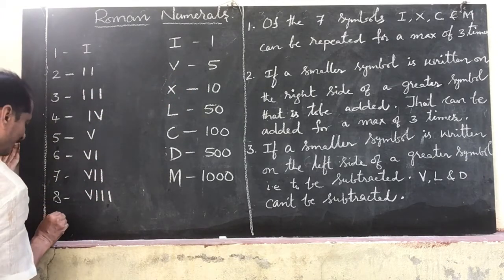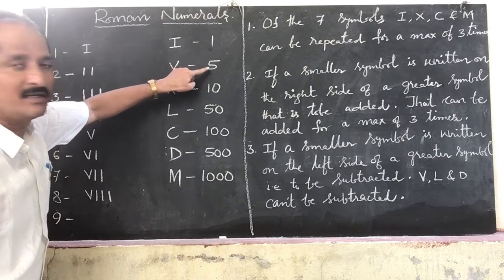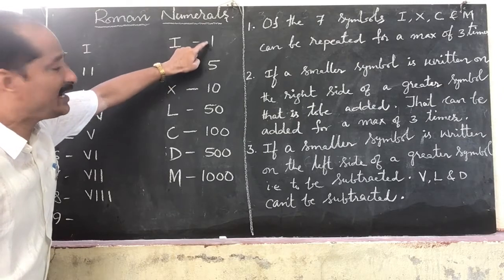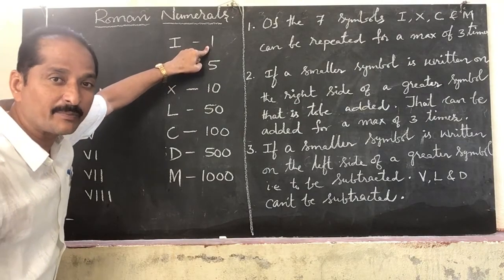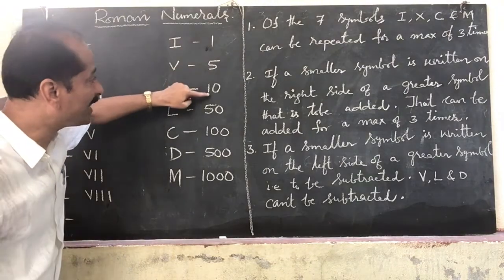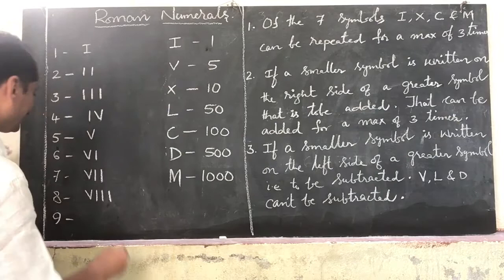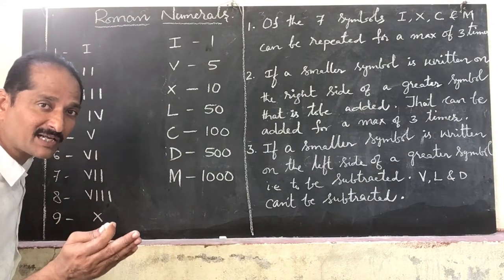9. To write down 9. How can you write 9? Can we repeat I for 4 times? No, we cannot repeat I for 4 times. It can be repeated only a maximum of 3 times. So from 10 we have to take out 1. 10 is X. If you are subtracting 1 from this, which side you have to write the smaller symbol?